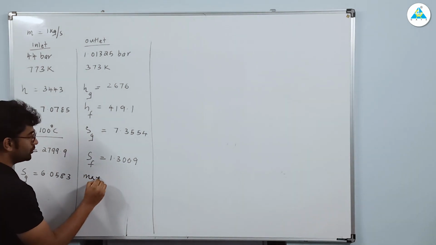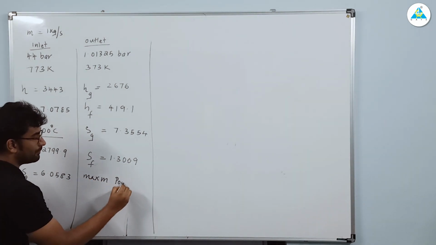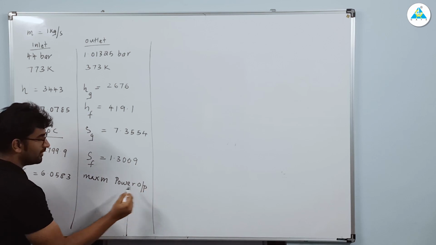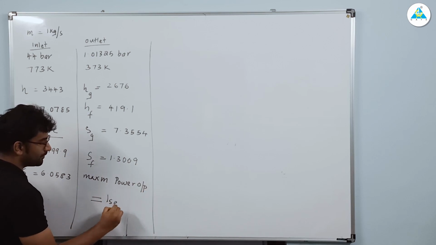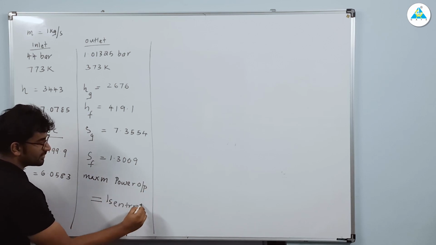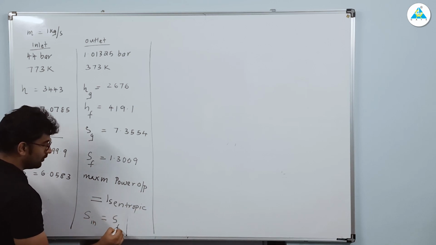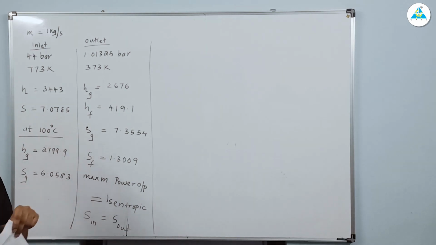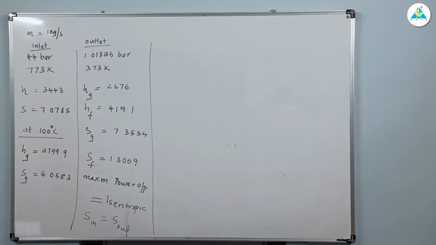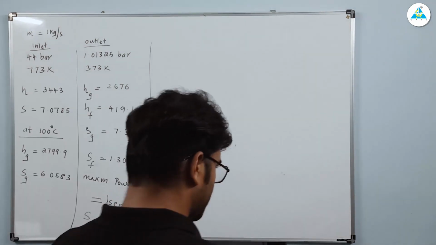Maximum power output. You should know that maximum power output in a steam turbine is always obtained when there is an isentropic expansion, as we just told. So the entropy of the inlet should be equal to the entropy of the outlet. This is the first point you need to remember. First of all, what is the equation for maximum power output?